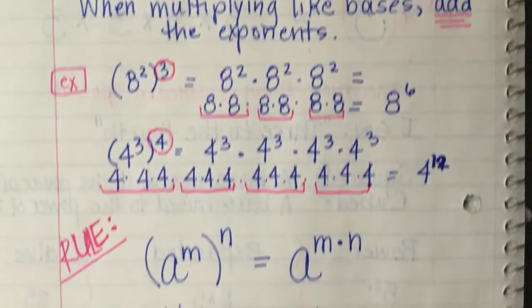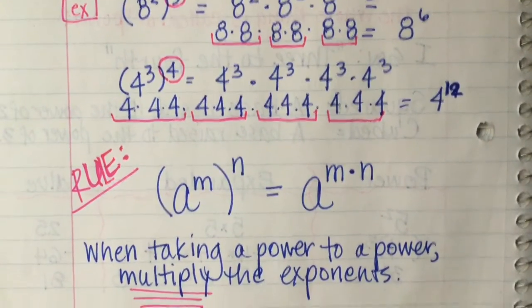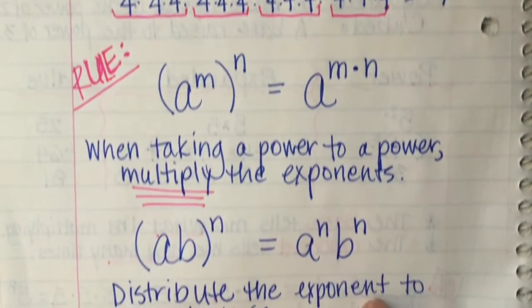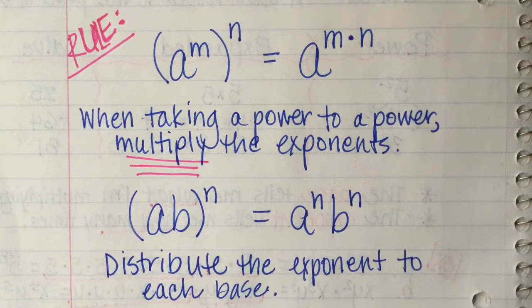So the rule there is when I'm taking a power up to another power, I'm actually going to multiply those exponents. So 2 rules. Power to a power means I'm going to multiply them. Or if I'm just multiplying bases and they each have their own power or exponent, I'm just going to add my exponents. There was one last little piece in the video that they talked about, which was distributing.